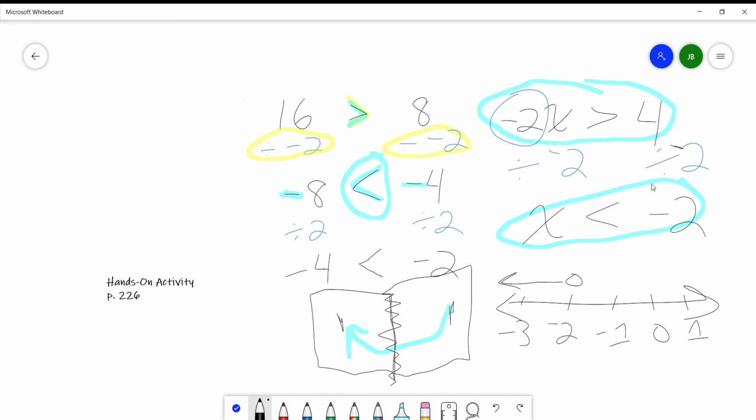So think about it. If -2x is greater than 4, if x was 0, is 0 greater than 4? No. Okay, obviously. Is -1, what's -1 times -2? +2. Is +2 greater than 4? It is not. What about -3? -3 times -2 equals +6. Is +6 greater than 4? It is. Which means the solution set is correct, that x has to be less than -2.